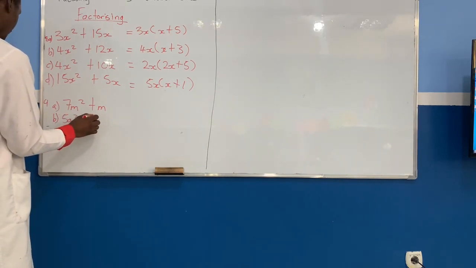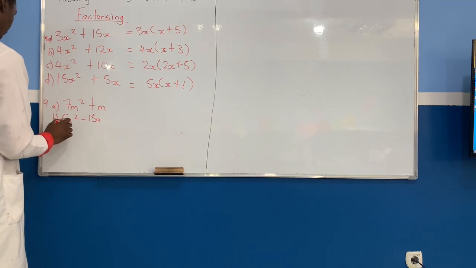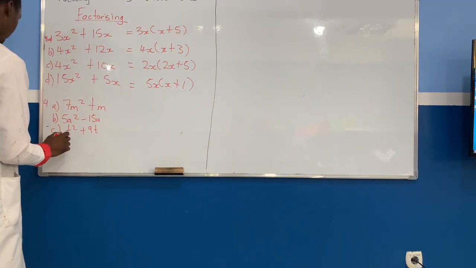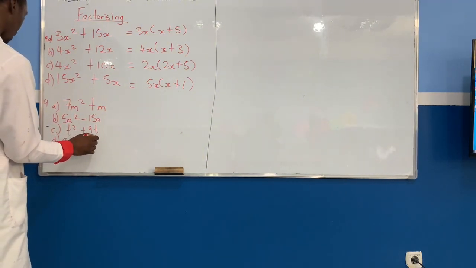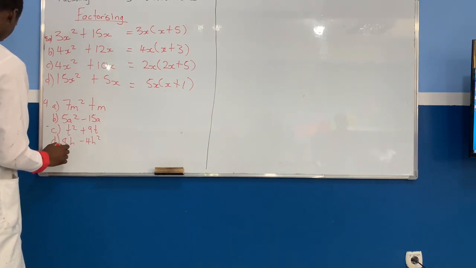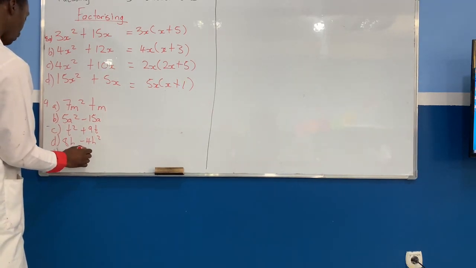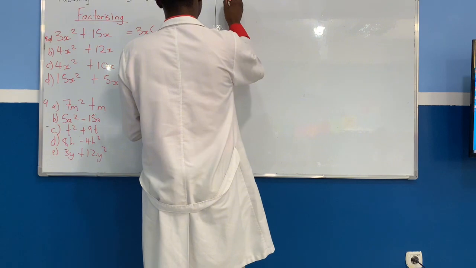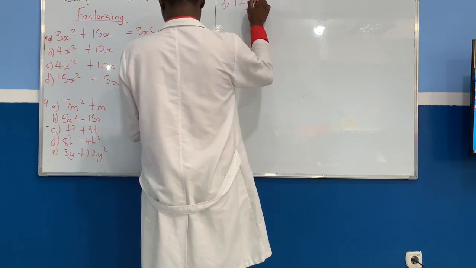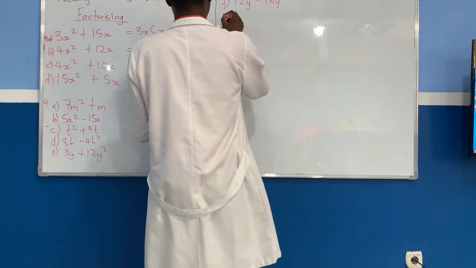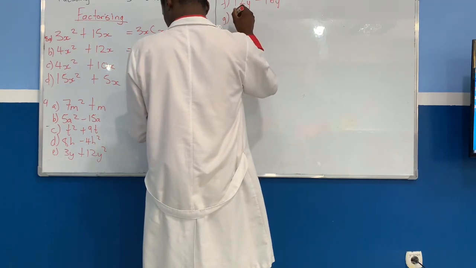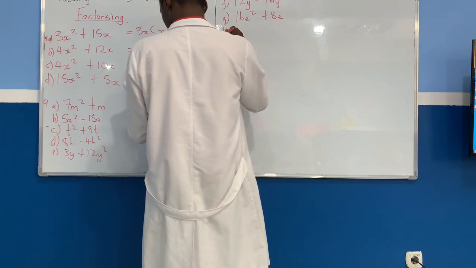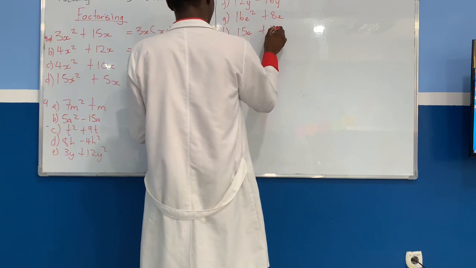b, 5a squared minus 15a. c, t squared plus 9t. d, 8h minus 4h squared. e, 3y plus 12y squared. f, 12y minus 16y squared, right? g, 16e squared plus 8e, and h, 15e plus 6i.